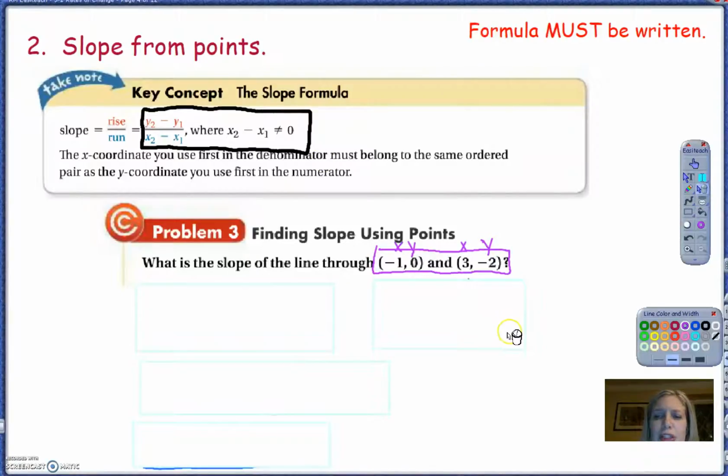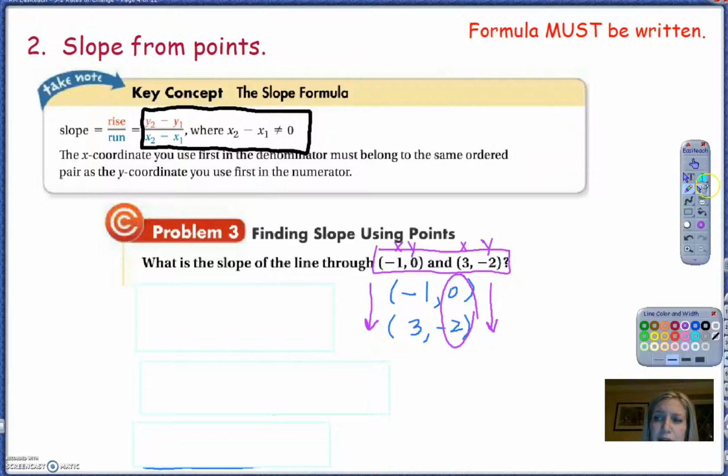Now, Ms. Kumar teaches it this way. She has the students write it up and down, and then she has them circle the y values so that they remember to write the y values first. I'm okay if you don't do this. However, if you start getting them wrong, you might want to try this method. The y values must go on top. Now, as long as you subtract in the same way, you'll get the same answer.